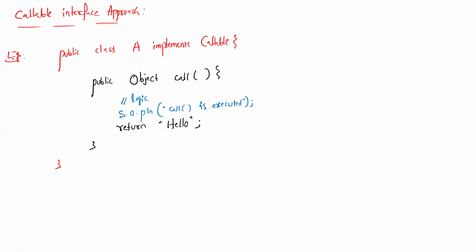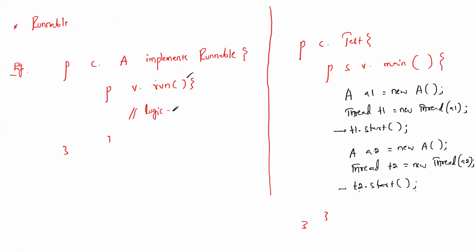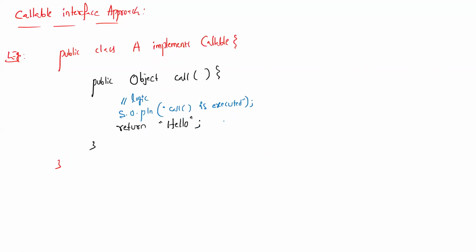Is there any difference between Runnable and Callable except this object and return type? Things are the same, right? This part and this part. Here also we print "run method is executed". But because the return type is void, there is no return statement. That's obvious. Any interface which has abstract methods, the implemented class has to override them. Then the entire difference is there when it comes to the implementation from the main method.